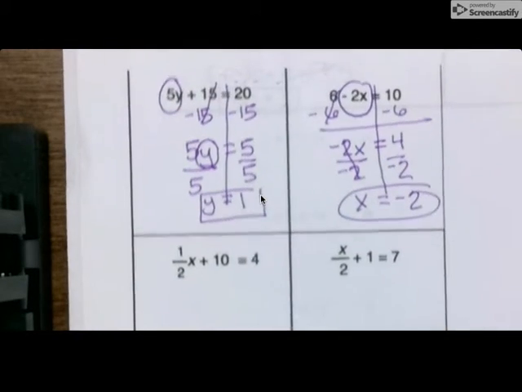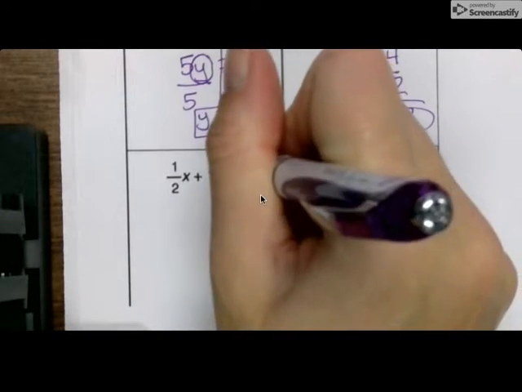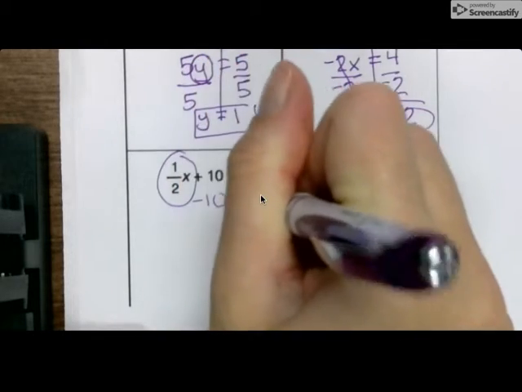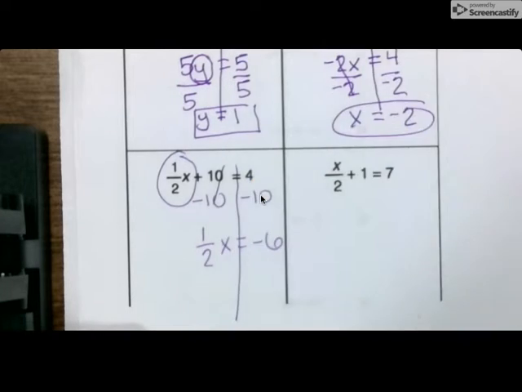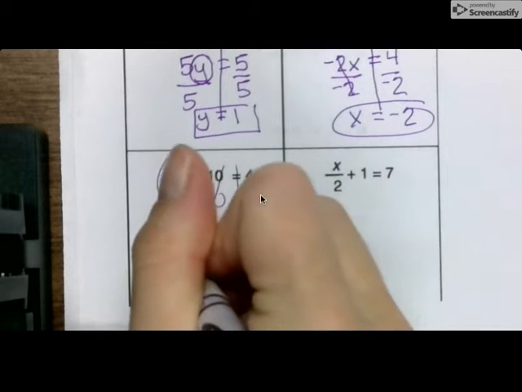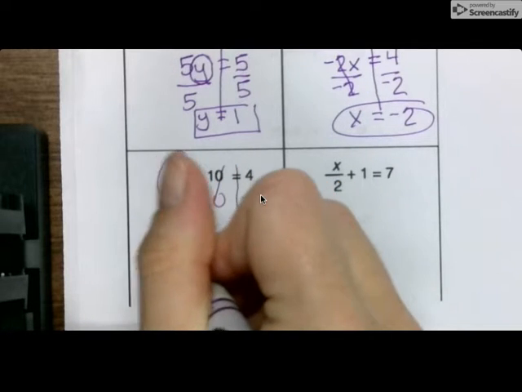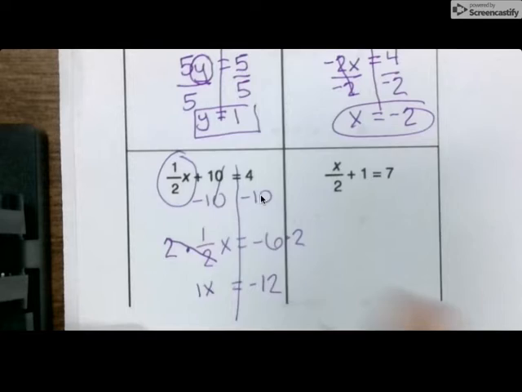Okay? What do you think about the last two? Draw my line, circle my term with my variable. Minus 10 on both sides. 1/2 x equals negative 6, times by 2 on both sides. That leaves a 1 pair, so 1x equals negative 12, or just x equals negative 12. They mean the same thing.